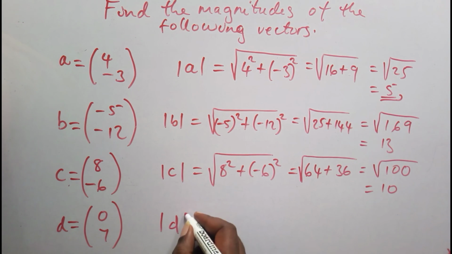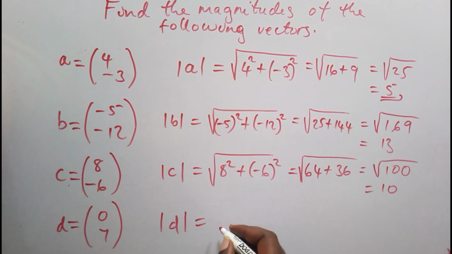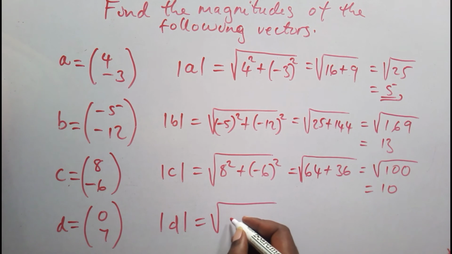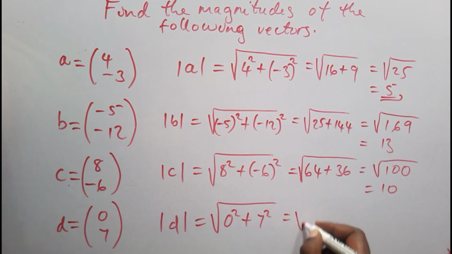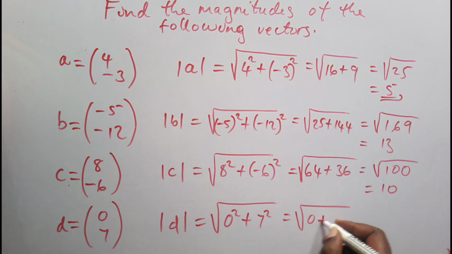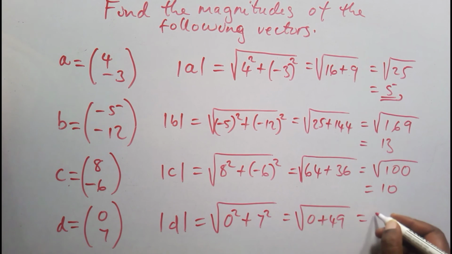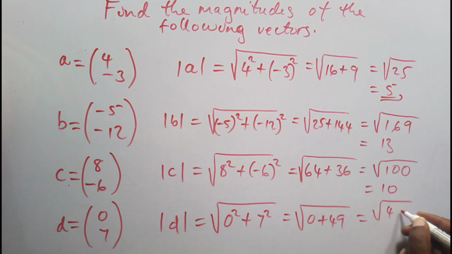Magnitude of d right there, same applies, just like in our previous examples. We can see that it's the square root of 0 squared plus 7 squared, the x and the y values, which is the square root of 0 squared, that's 0, plus 7 squared, that's 49, which is the square root of 49, which is 7. So as you can see, that's how we find the modulus, the magnitude or the size or the length of a vector.